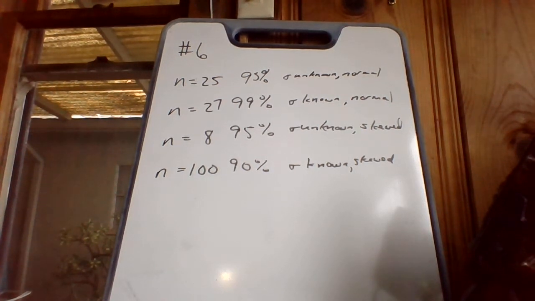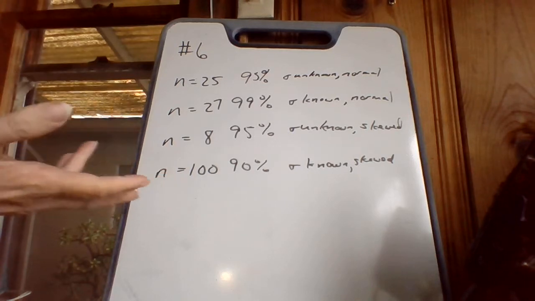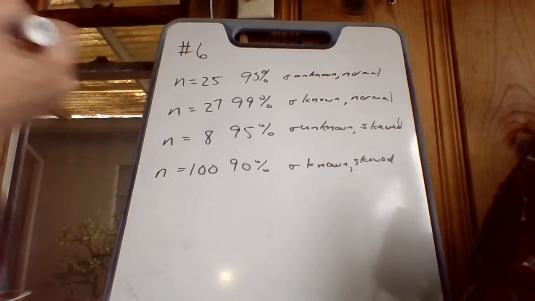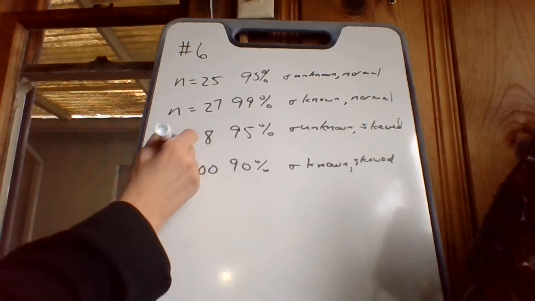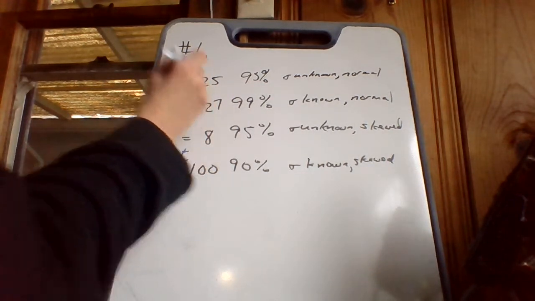Okay, so number 6, I'm supposed to say Z or T. All right, and I got all these different N's here, so I start off by going, oh yeah, okay, that was that 30 thing. Okay, so I'm just gonna, this one's gotta be a Z, and I'm just gonna go with T's on all of these.